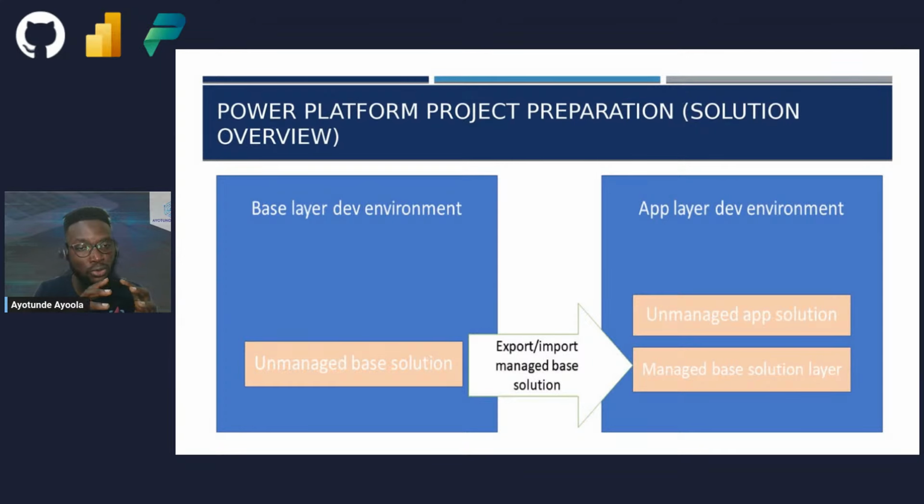We work with our projects as solutions, which means we have two forms of solutions. We call one the unmanaged and one the managed. Unmanaged is more like your source repository, your source copy, the solution you can always go back to, make changes, and then commit your changes to your branch, or to your repository as it were.